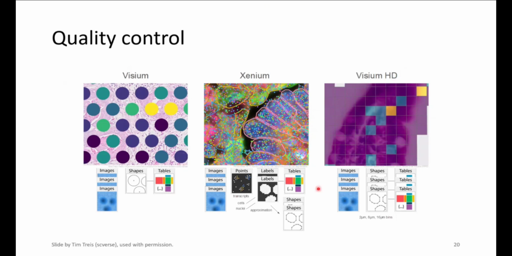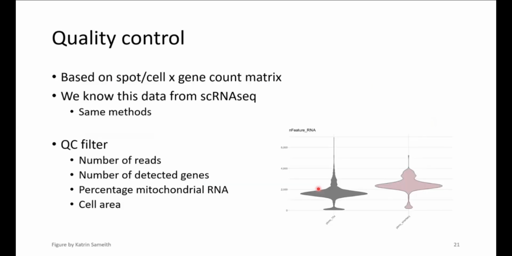You have this cell by gene or spot by gene count matrices. And they are, of course, very similar data structures to those you use for single-cell RNA sequencing. And you can basically apply the same kinds of ideas like Katrin introduced yesterday.